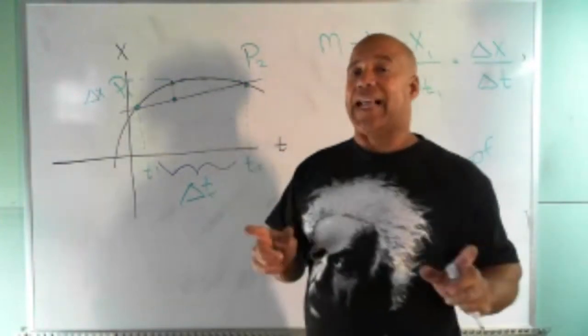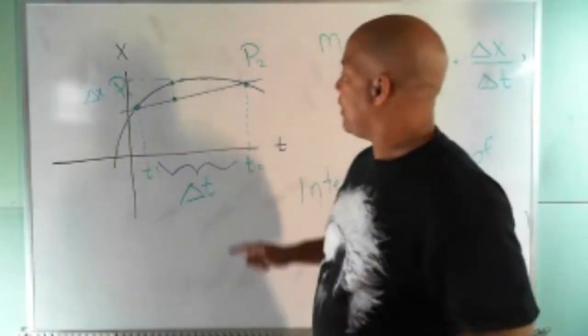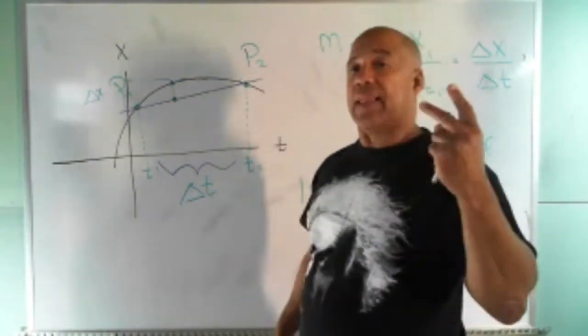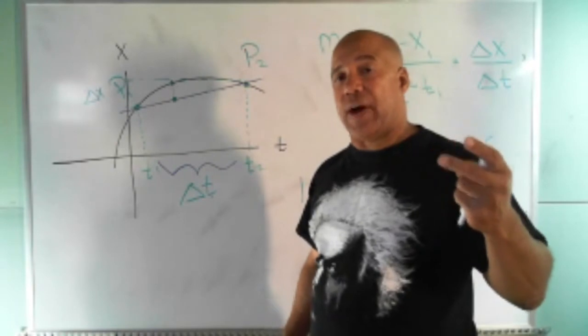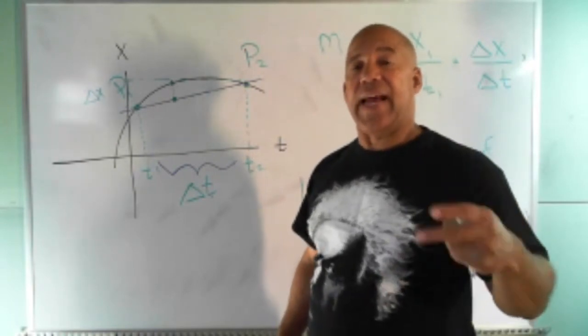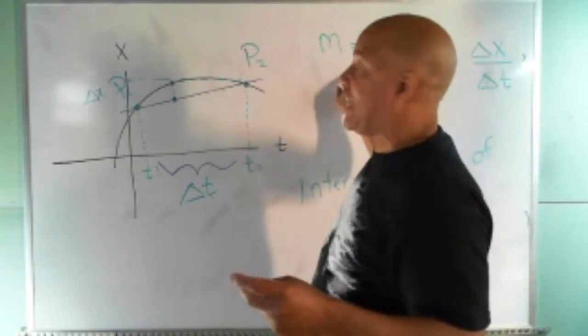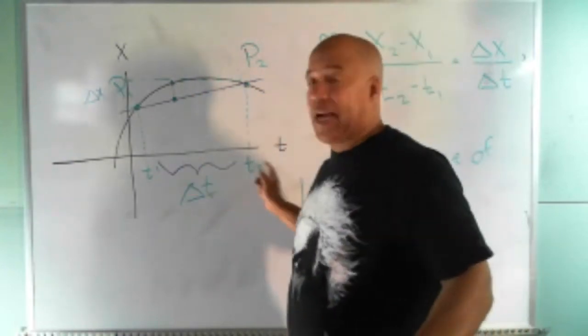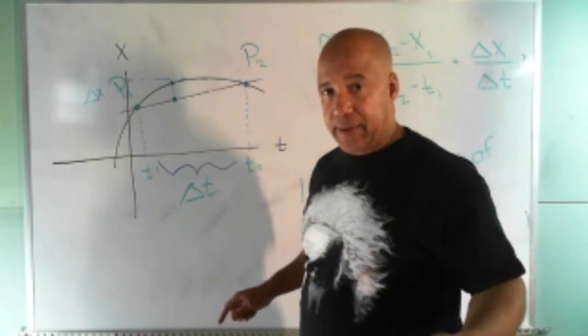Now I've got to give you a name. I have a line that cuts a curve at two points. A line that cuts a curve at two points is called a secant. A secant. And when you take the slope of the secant line, it gives you the average slope across that interval. And let me say that again.